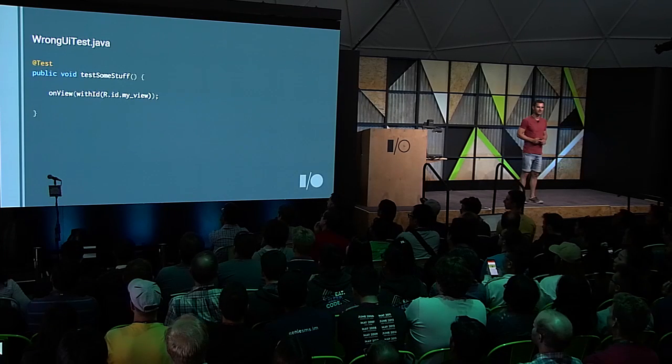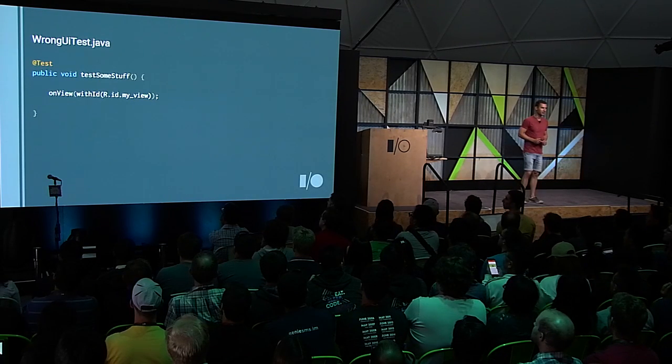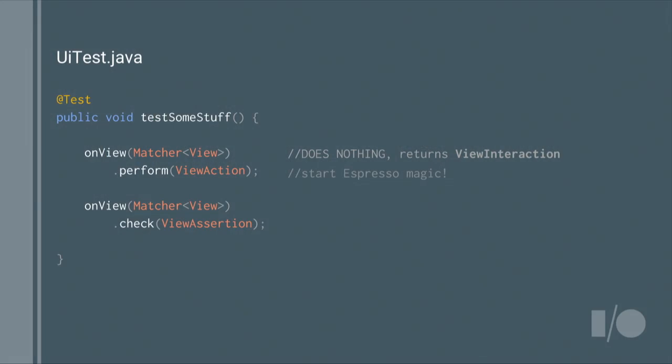And one question for you. This is something I've seen. How many people will think this test will actually pass? No? Well, it will, because it doesn't do anything. It just, on view, doesn't run any real Espresso actions. It just returns a view interaction object, which you can act upon next and enqueue actions or do assertions. This doesn't even look for the view in the hierarchy. So going back to a proper Espresso test, like I said, this just returns a view interaction object. And only when you actually act on that, this is where the Espresso magic starts.